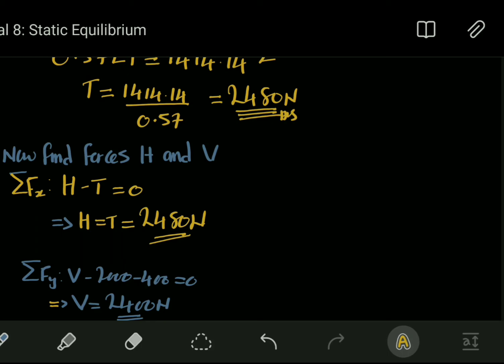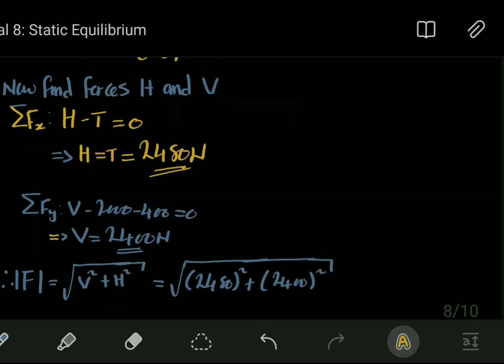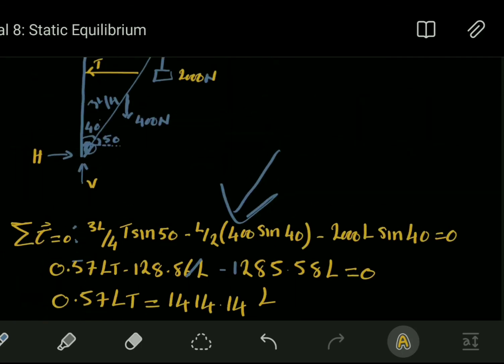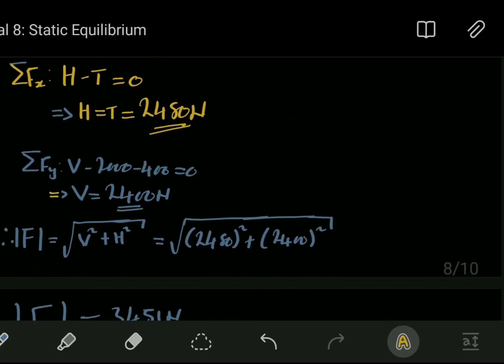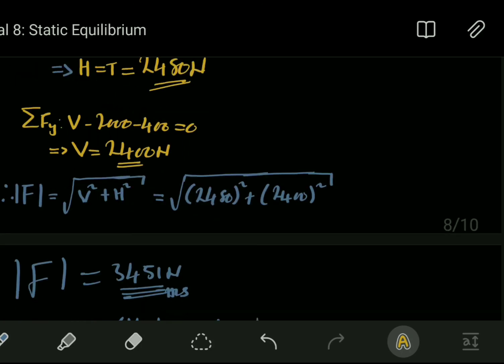Okay, so let's consider also the sum of the forces in the Y. We know that we have V acting upwards, the weight of the boom, 400 newtons, acting downwards, and also the weight, 2000 newtons here, acting downwards. So the sum of the forces in the Y equals V minus 2000 minus 400 newtons equals 0, implying that V will give us 2400 newtons.